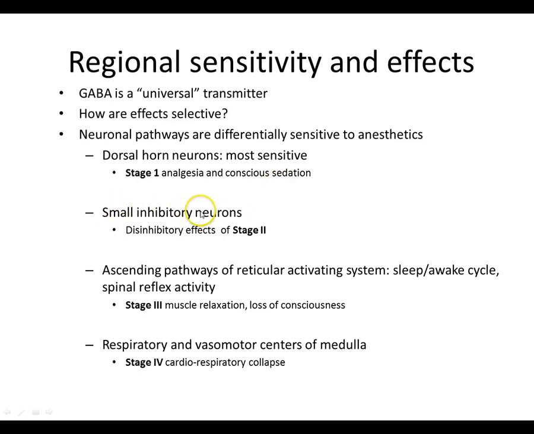The second most sensitive neurons are small inhibitory neurons. So again, if the anesthetics cause an inhibition of these neurons, this gives you disinhibition and therefore corresponds to the excitatory stage of stage 2 anesthesia. And finally, in stage 3, which is the stage that we're trying to achieve in general anesthesia, this corresponds to inhibition of the third most sensitive set of neurons, and these are the ascending pathways of the reticular activating system that control the sleep-awake cycle and spinal reflex activity.